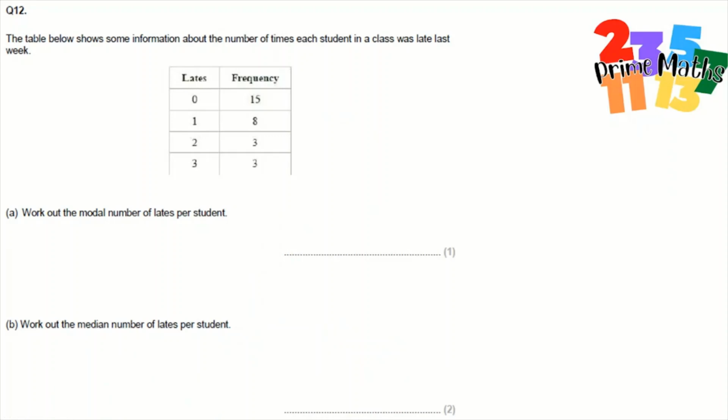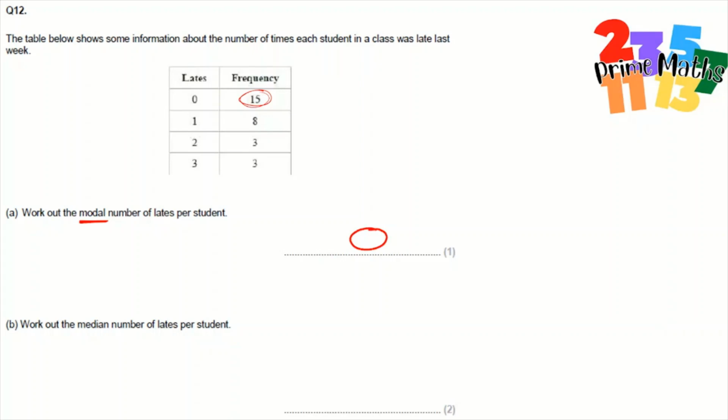Question 12 gives us a frequency table for the amount of lates that students had in a week. The modal number is the most common number. We can see that the highest frequency is 15, so that means that 0 was the most common amount of times late, because 15 people were late 0 times.